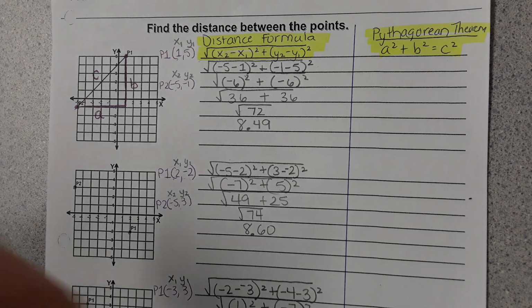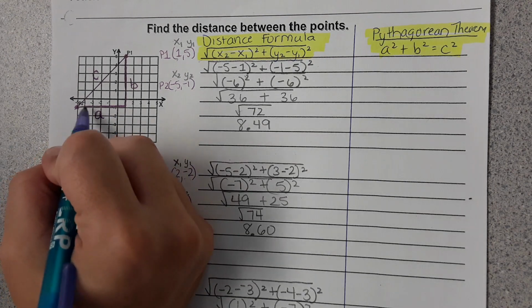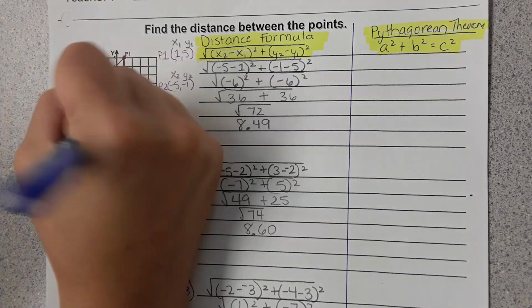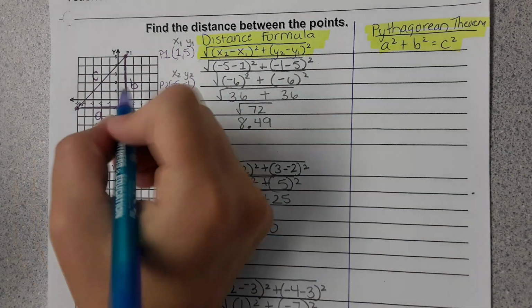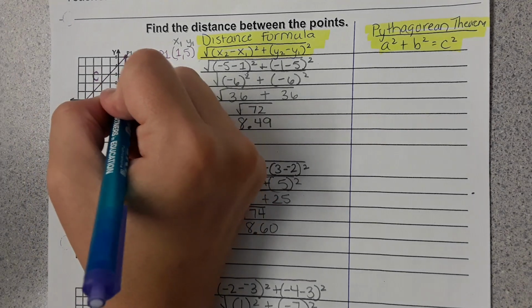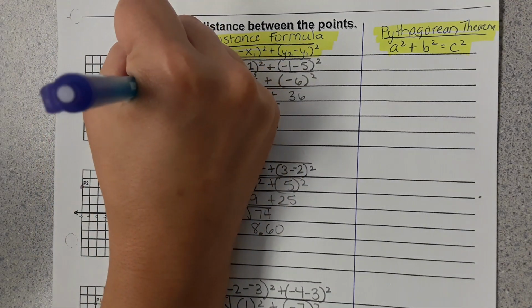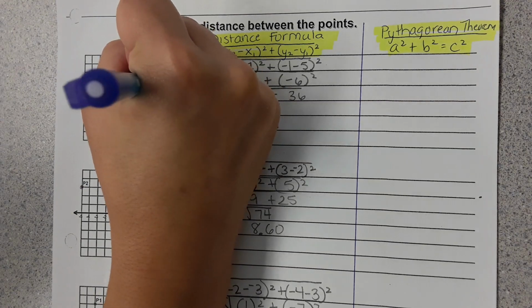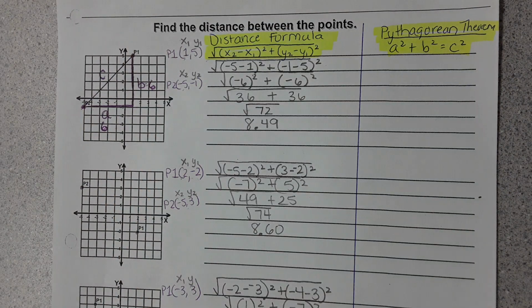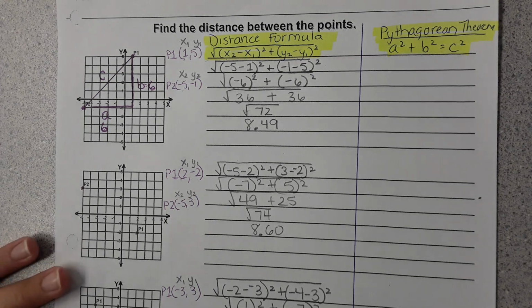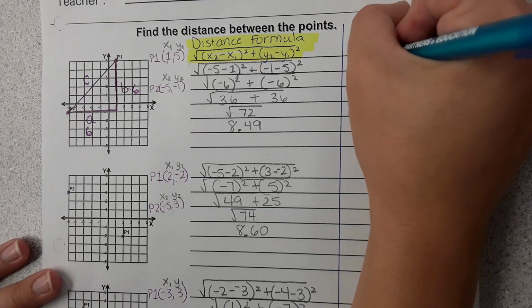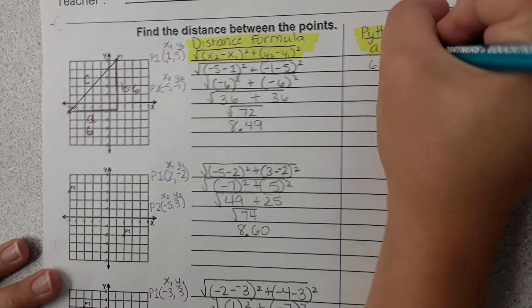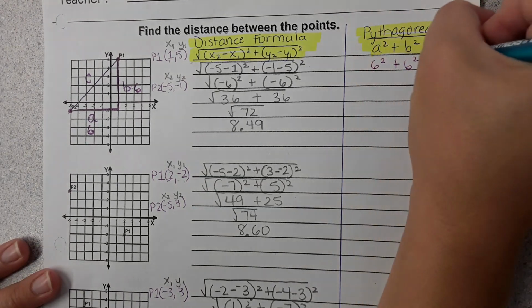Okay, so we need to find the distance of a. 1, 2, 3, 4, 5, 6. It is 6. And the distance here is 6 as well. So now we're going to plug these numbers into the Pythagorean theorem. So 6 squared plus 6 squared equals c squared.